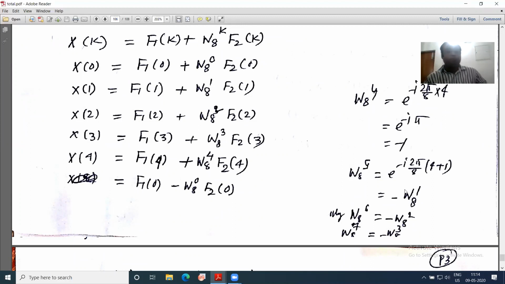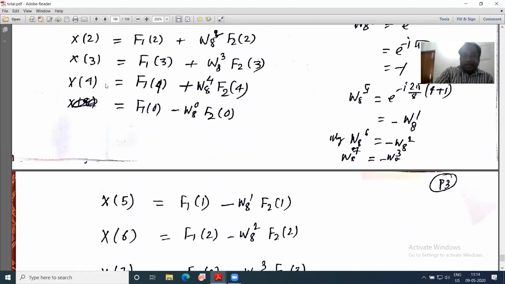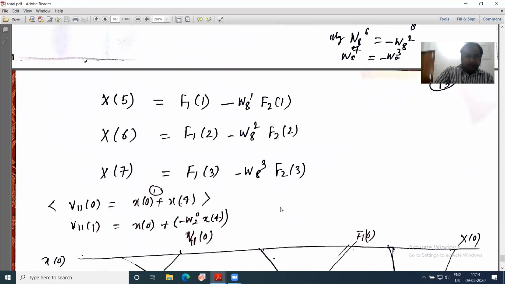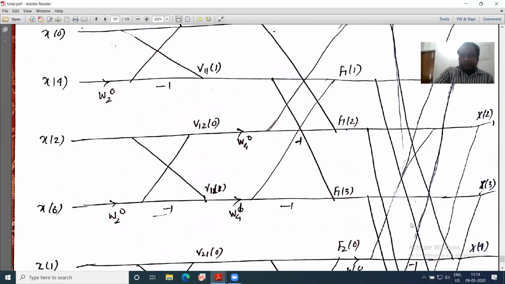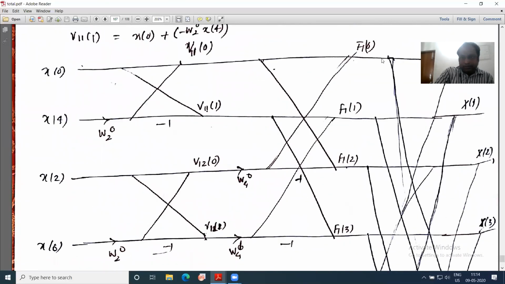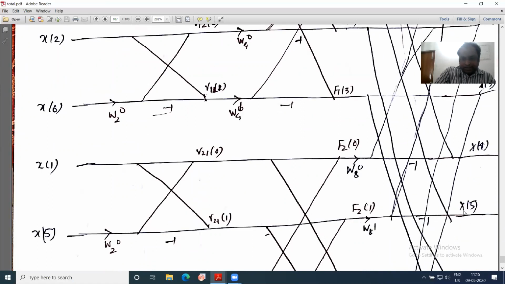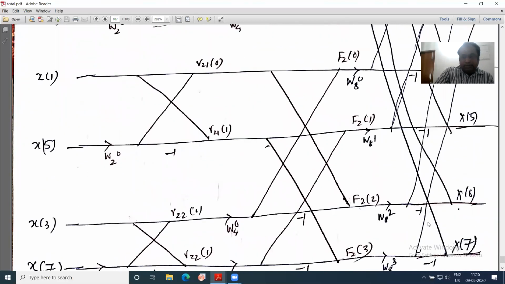Agreed? Okay, then x4 onwards, what will happen? f1 of 0, f2 of 0, only negative sign. Similarly, x5, x6, x7, all are having one negative sign. If you look here, x4 equal to f1 of 0, that is coming from here, and f2 of 0, that will multiply by w80 and minus 1, that will go there. x5 also same thing, f1 of 1, f2 of 1, then w81 and minus 1, like that it will go.